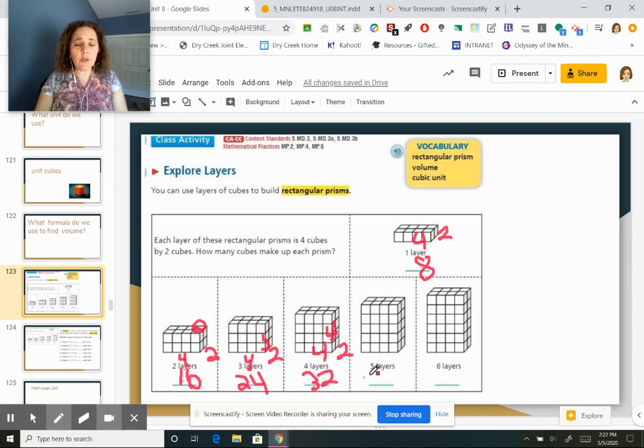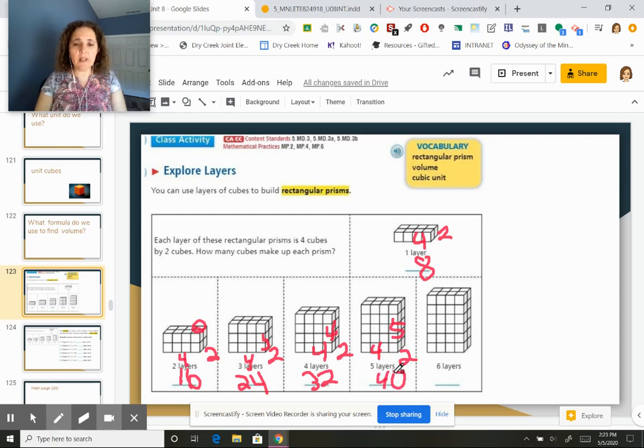So notice what I'm doing. I'm counting 1, 2, 3, 4. There's still 4 here. There's still 1, 2 here. What's changed? The layers or the height. Now I have 1, 2, 3, 4, 5. Now I have 5. So basically, I'm doing 4 times 5, which is 20, times 2, which is 40.